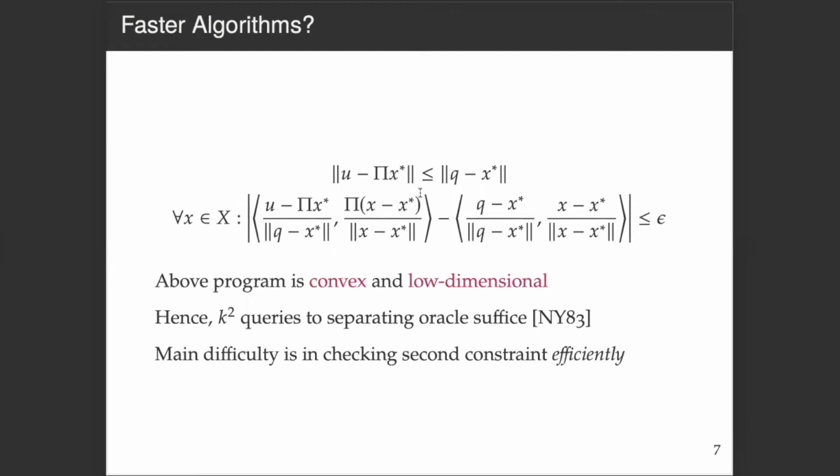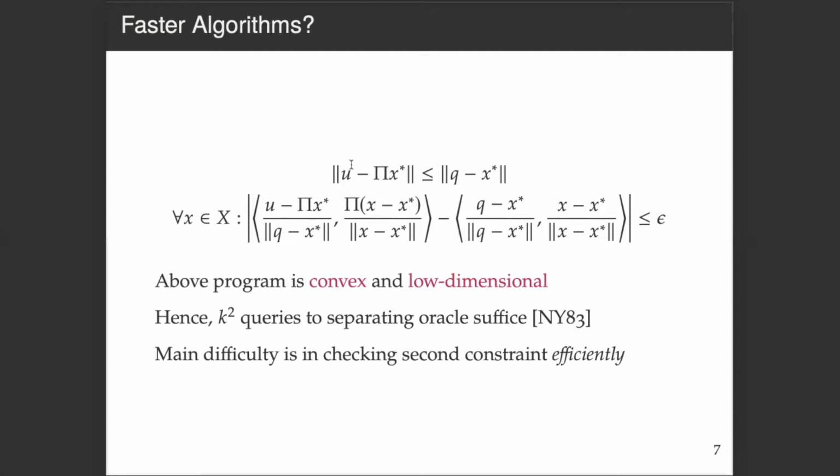So now, how do we solve this convex program quickly? So we're going to make a few observations. The first observation is that this program is low dimensional. Recall that we're searching for a vector U in the embedding space, which is just log n over epsilon squared. So the problem itself is a low dimensional problem. Because of that, a small number of queries to a separating oracle to this set of constraints suffice to find an approximately satisfying point.